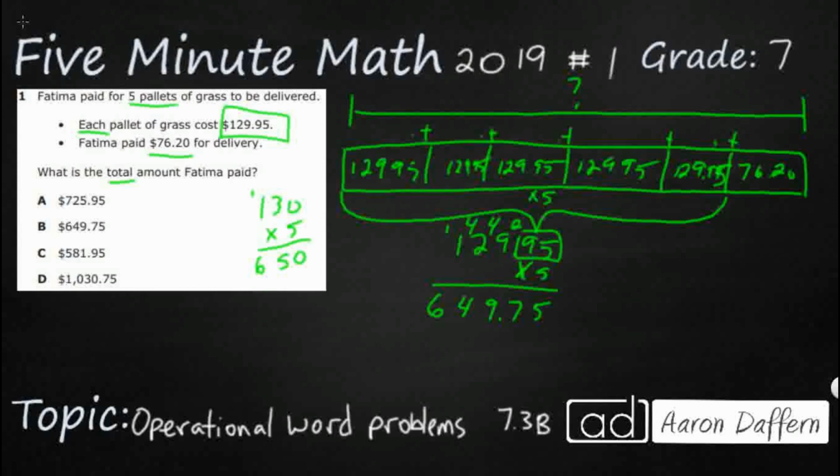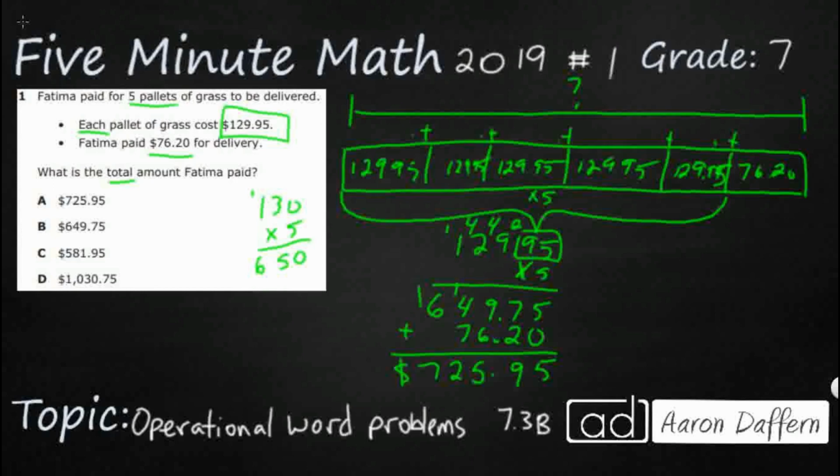Now I just need to take my 76.20. Obviously, we're lining things up. Here's my delivery fee, this 76.20. Let's add this up, and that is going to be 5, 9, 15. That's 12. So 725.95.